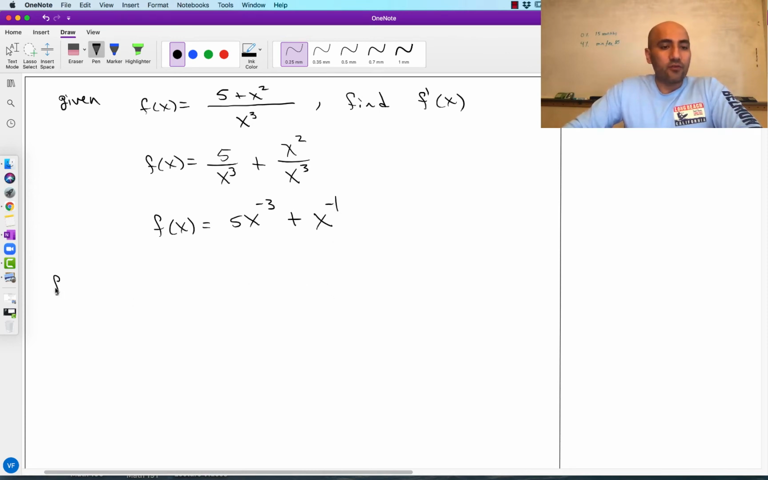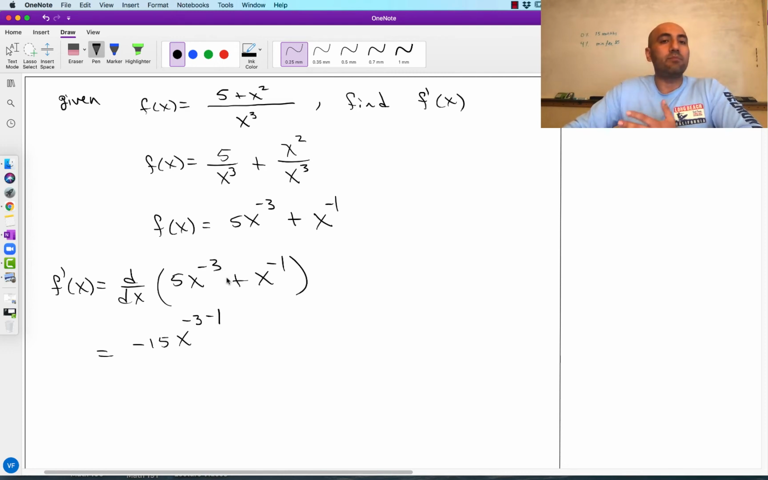And now when we want to find the derivative, f prime of x, that's easy. The derivative with respect to x of this thing is 5x to the negative 3 plus x to the negative 1. So this is going to be negative 15x to the minus 3 minus 1. Remember, we subtract 1 from the exponent. In this case, we're going to go deeper into the negatives. Don't make the mistake of thinking this answer is negative 2. It's going to be negative 4. We go deeper into the negatives. We subtract 1. Bringing down that minus, we end up with a minus 1 times x to the minus 1 minus 1. Again, we go deeper into the negatives.